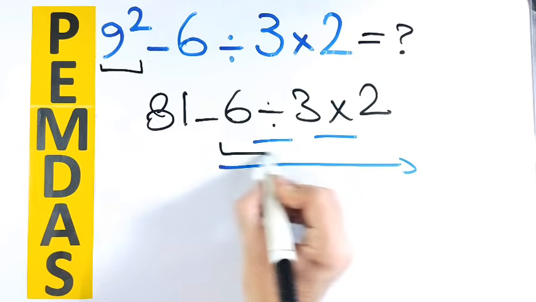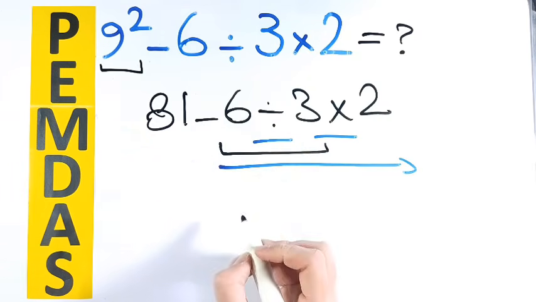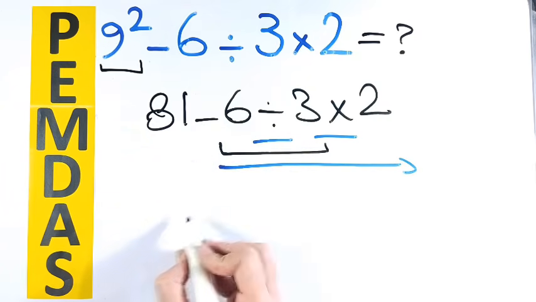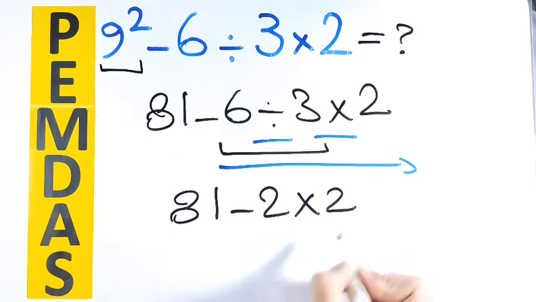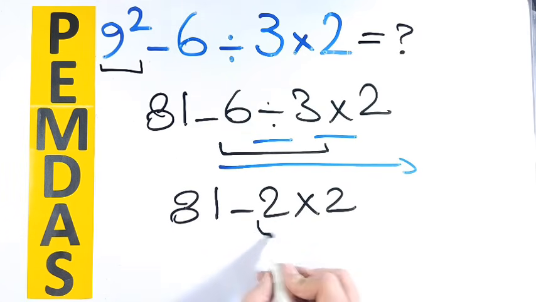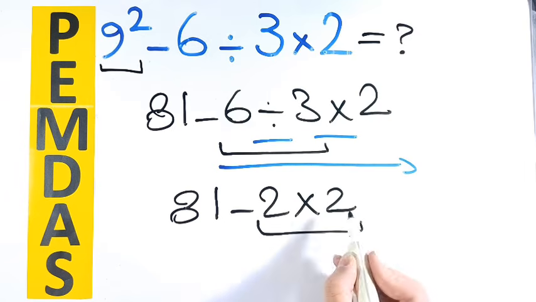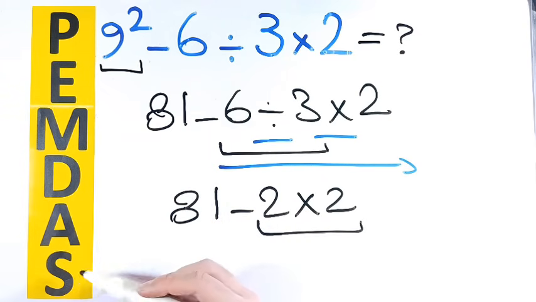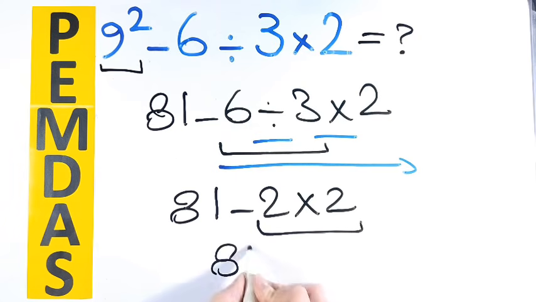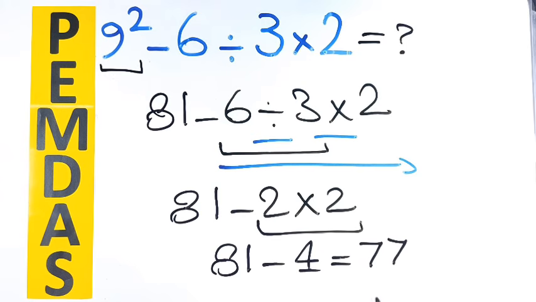So, first we go for the division between 6 and 3, and instead of this expression, we can write 81 minus 2, then times 2. And the final step, we go for the multiplication between 2 and 2, because multiplication has a higher priority than subtraction. So, we rewrite this expression as 81 minus 4, which finally gives us the answer 77.